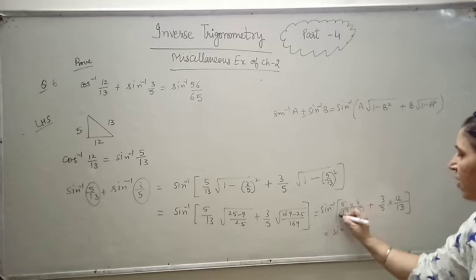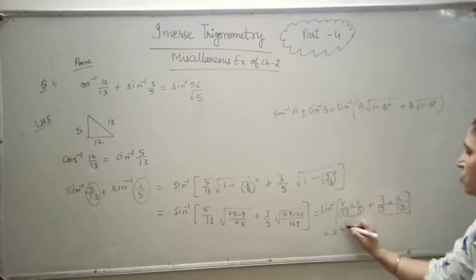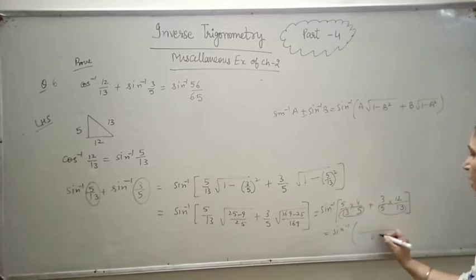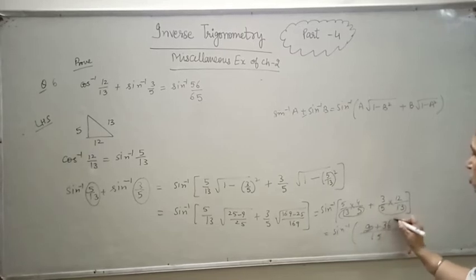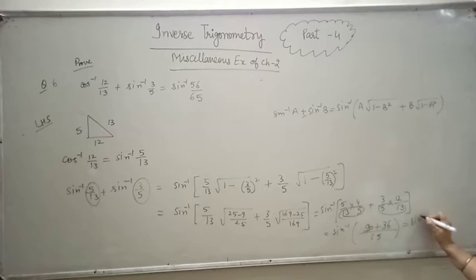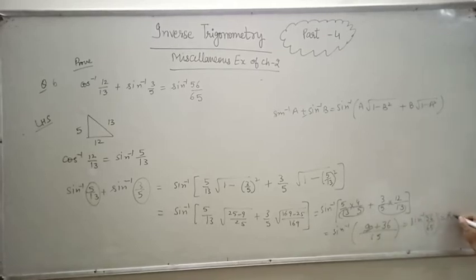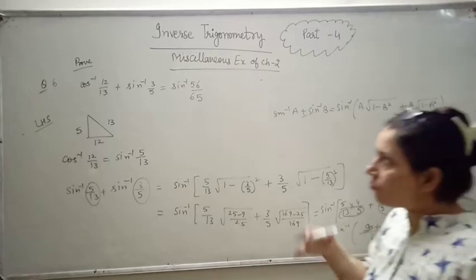So it would become sin inverse. This is also 65. This is also 65. So your LCM will be 65, and this is 20 plus 36. So it would become sin inverse 56 by 65, and that is equal to your right hand side. This is one way to solve it.